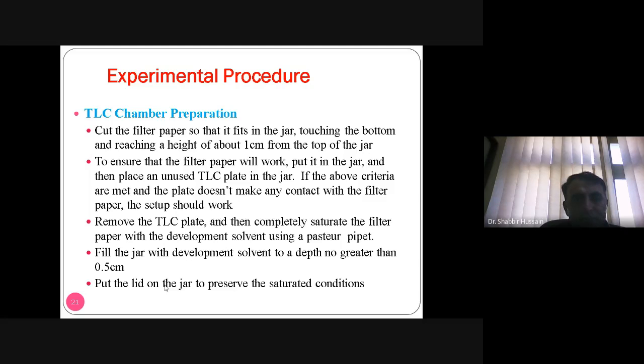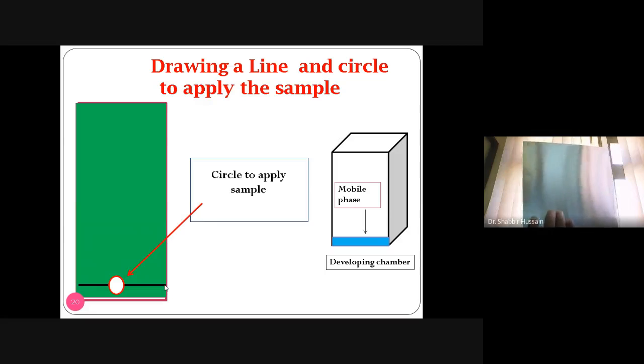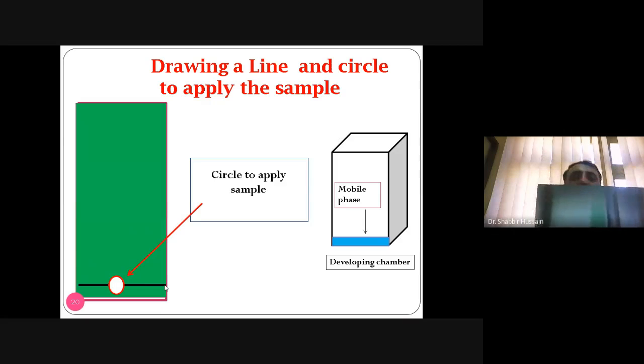And now in the experimental procedure, you can see the preparation of the TLC chamber. Cut the filter paper first. As you have a TLC plate, इस पूरे को आपने यूज नहीं करना है. You need to cut it into pieces according to your need.